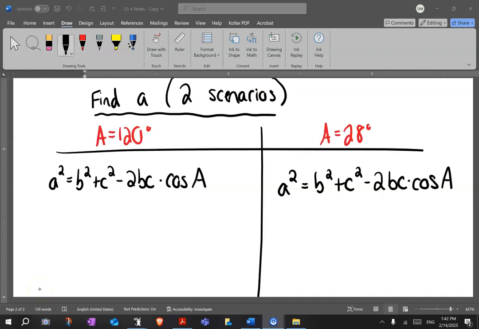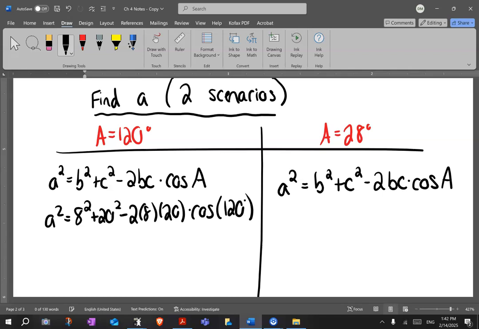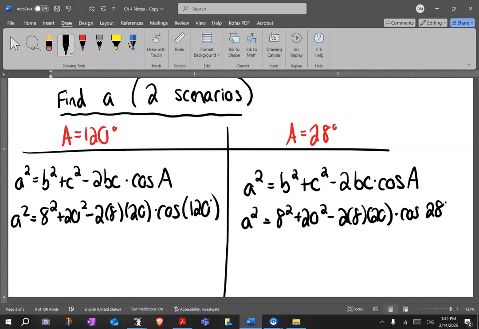Okay, so here it is. I'm finding two scenarios. I'm finding lowercase a. I've written out the formula twice to signify that I've got two scenarios here, and I need to find A. So B is going to be 8, C is going to be 20, minus 2 times 8 times 20, and then cos of the 120 degrees that we need. Versus here, where I'm again going to do the 8 and the 20, times cos of 28 degrees.